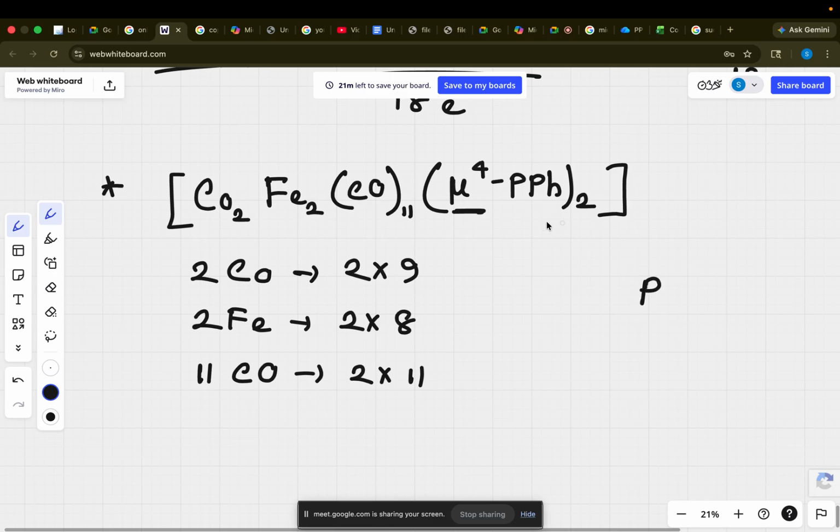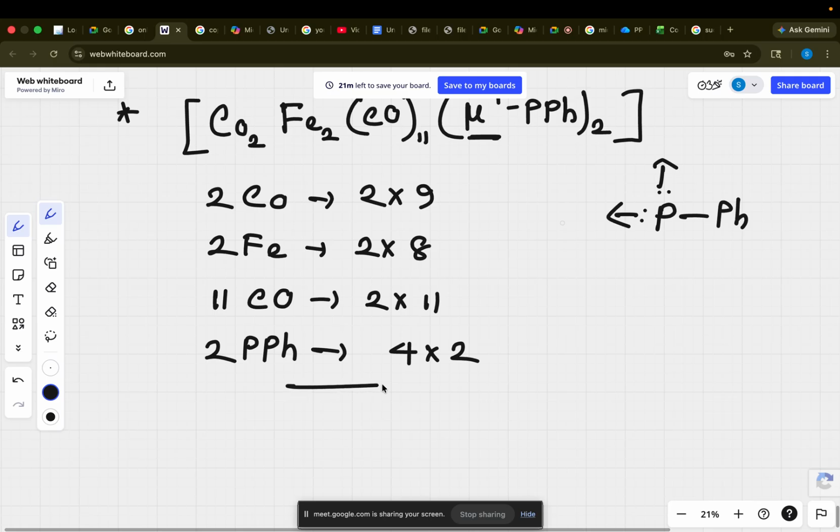How many electrons will PPh donate? 4 electrons. Phosphorus has 5 valence electrons. Out of this 5, 1 electron is already involved in covalent bond formation. 4 electrons left, so it will donate these 4 electrons. So 1 PPh unit is donating 4 electrons. You have 2 PPh units, so it will be 4 into 2.